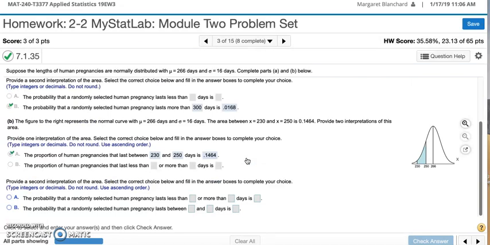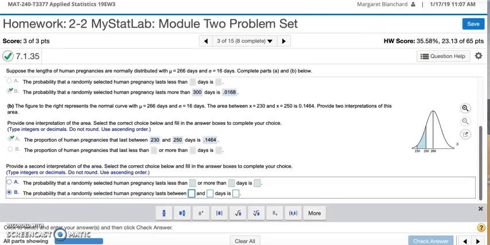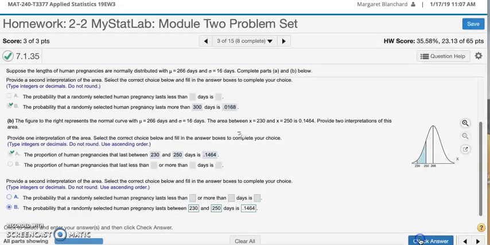All right, provide a second interpretation of the area. Select your, okay, again, this is very similar to part A. So we're going to look at the probability that a randomly selected human pregnancy lasts less than, nope, that's not it. The probability that a randomly selected human pregnancy lasts between. So we know that's our option. And then we have 230 and 250 again. And that probability is 0.1464.